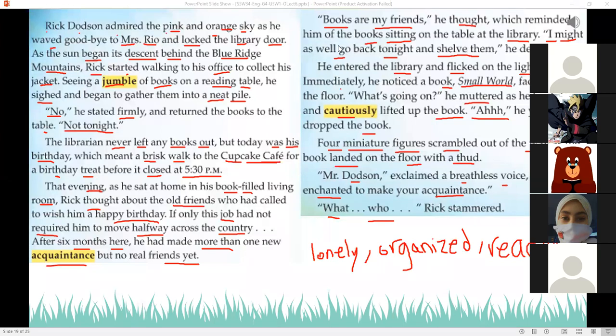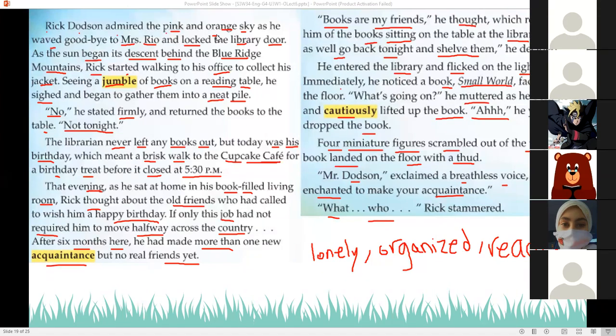Rick Dawson admired the pink and orange sky as he waved goodbye to Mr. Roy and locked the library door. As the sun began its descent behind the Blue Ridge Mountains, Rick started walking to his office to collect his jacket. Seeing a jumble of books on a reading table, he sighed and began to gather them into a neat pile.